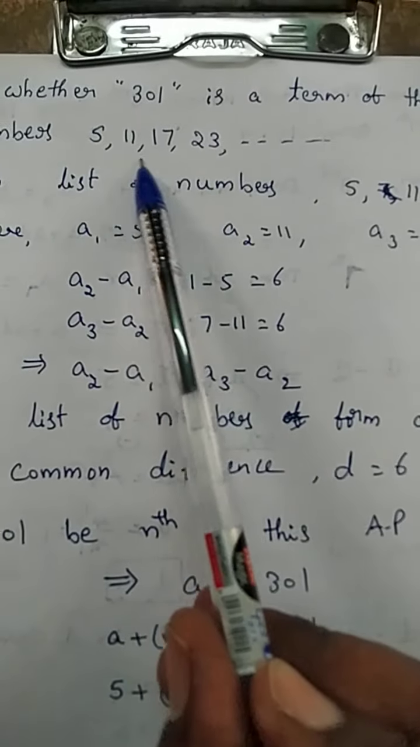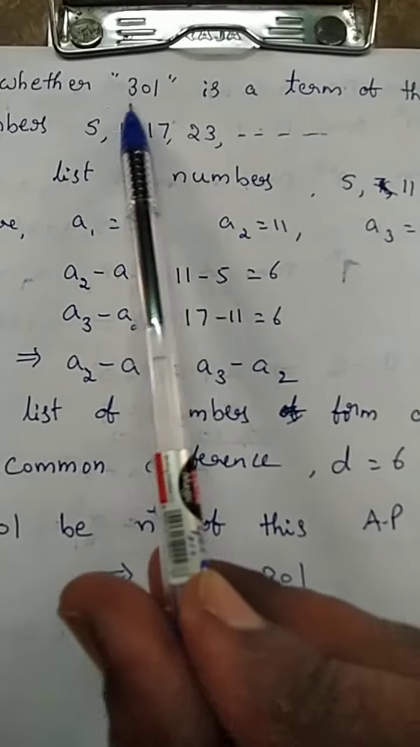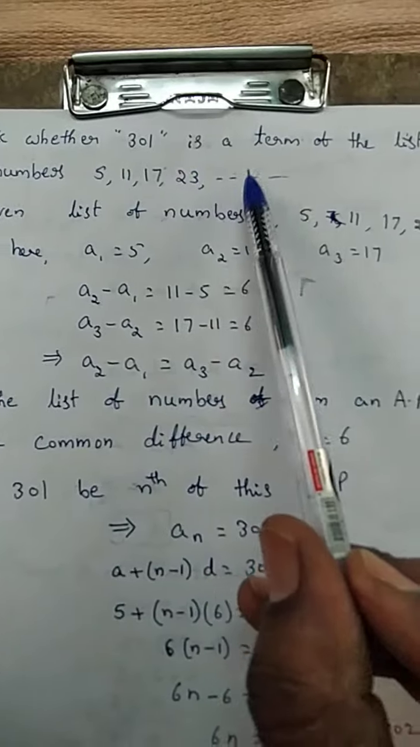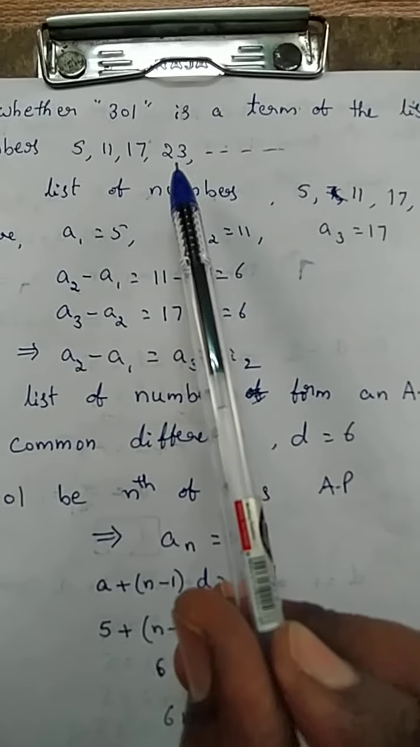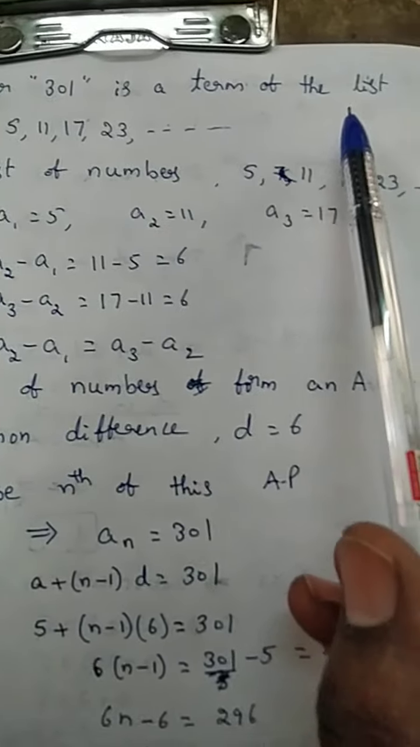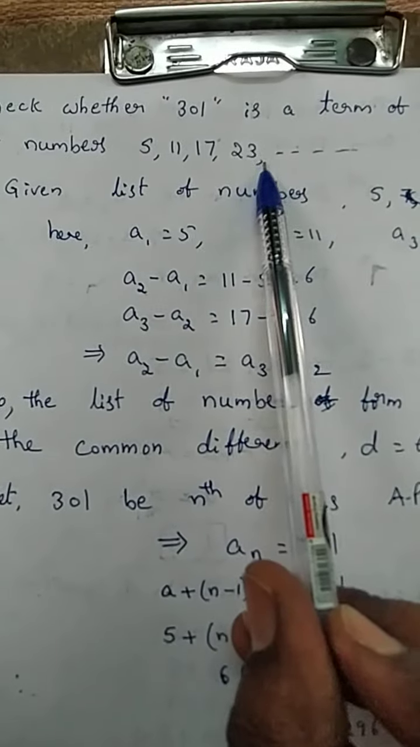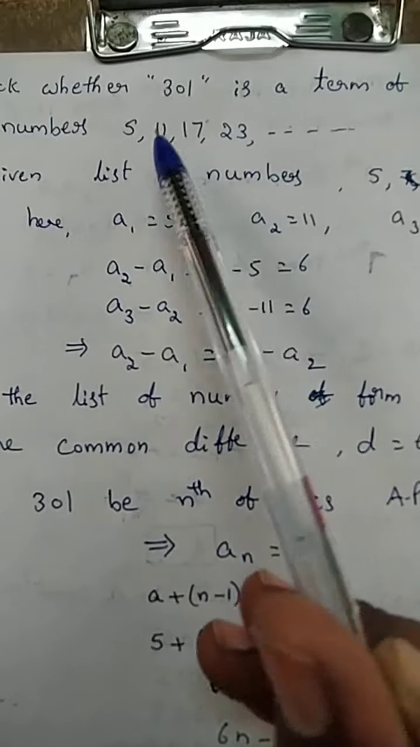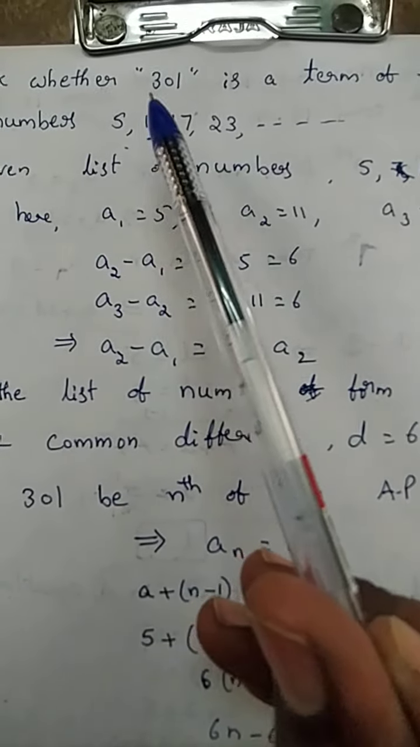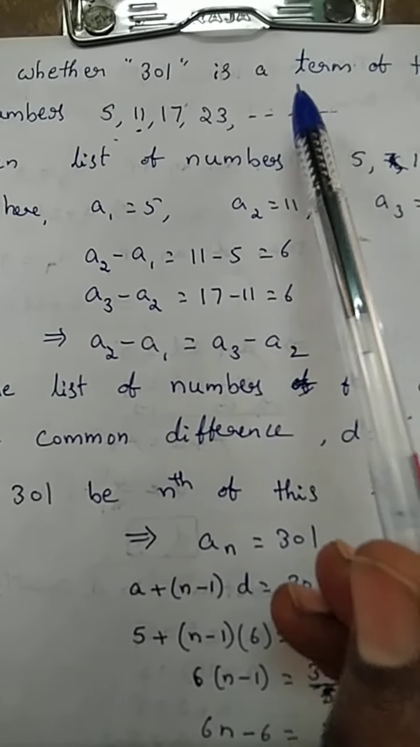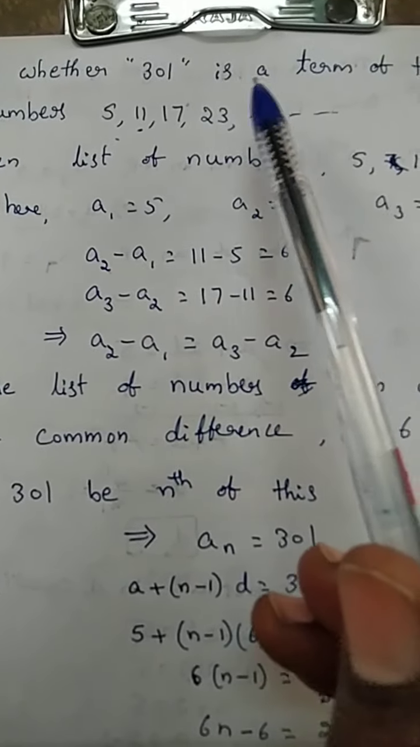First of all, we can find whether it is in AP or not. The word AP is not mentioned here. Check whether 301 is a term of the AP. Here they mention the list of numbers 5, 11, 17, 23. So first of all, we can prove that the given list of numbers is in AP. Okay, already we know that.